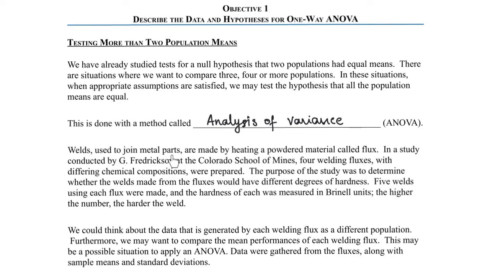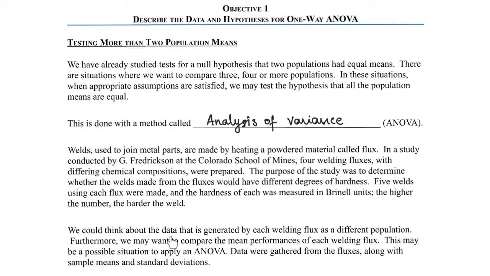Welds used to join metal parts are made by heating powdered material called flux. In a study, 4 welding fluxes with differing chemical composition are prepared. The purpose of the study was to determine whether the welds made from the fluxes would have different degrees of hardness. 5 welds using each flux were made. The hardness of each was measured in Brinell units. The higher the number, the harder the weld.